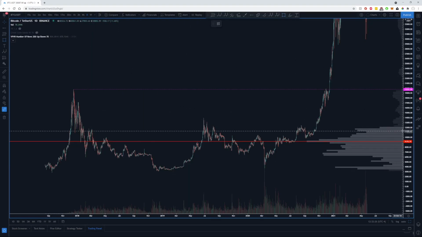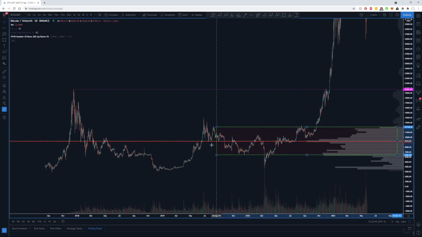So let's start off by looking at our VPVR on the right-hand side right here. We can see that we have decently high volume all throughout this entire area really. We definitely have some huge peaks inside of it, but this area for the most part contains a lot of our volume, between about $6,000 and $12,000.